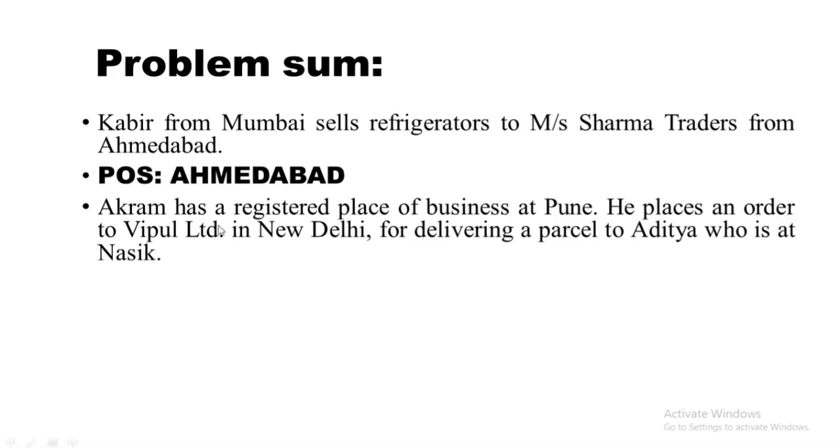So in our case, he places an order to Vipul in New Delhi for delivering a parcel to Aditya, who is at Nasik. So your Akram has a place registered at Mumbai. He places an order to Vipul. So your basic place of supply will usually become Pune. Okay, because Akram is a person who has given an order to the supplier to supply goods to the recipient who is from a different place.